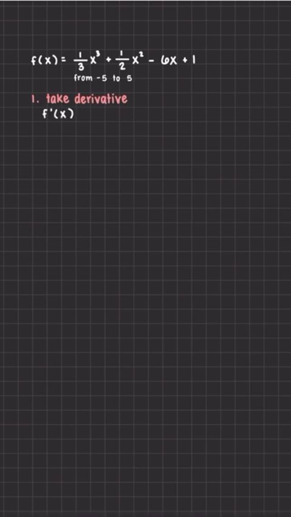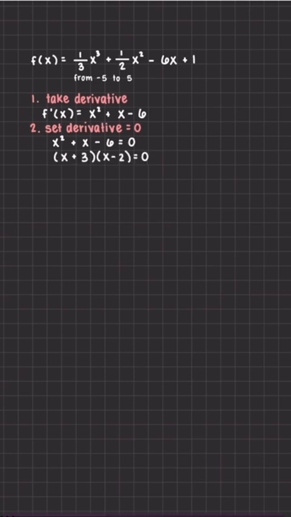I'll explain why later. You're going to take its derivative, so that's going to be x squared plus x minus 6. Okay, next step is to set it equal to 0. So we're going to set this equal to 0, and then we're going to solve. So this can be factored into this problem, which makes our x's that give us 0, -3, and 2. These are the critical points of this function here.